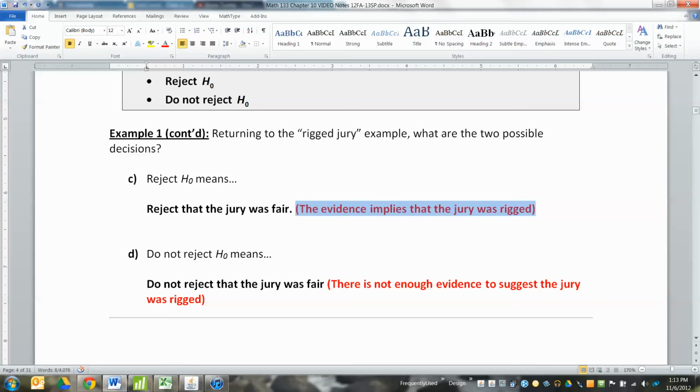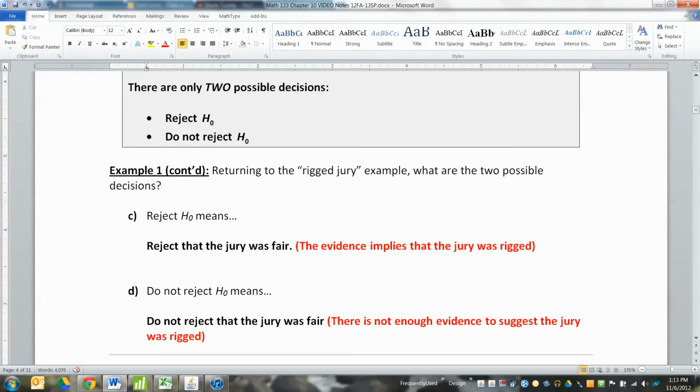The evidence is showing, or the evidence implies, or there is enough evidence to support, that kind of thing. That's what we're going to say. It doesn't mean that it was. I don't know that the jury was rigged. I just know that the evidence is implying that. The evidence is backing it up. Okay? And same thing with do not reject. That means that there's not enough evidence to suggest that the jury was rigged.